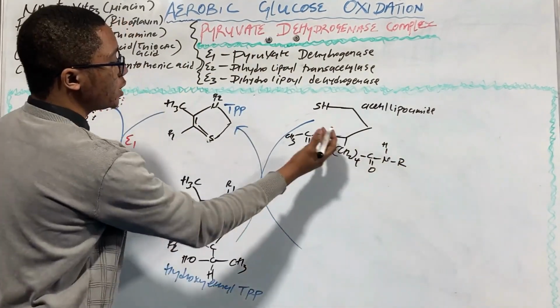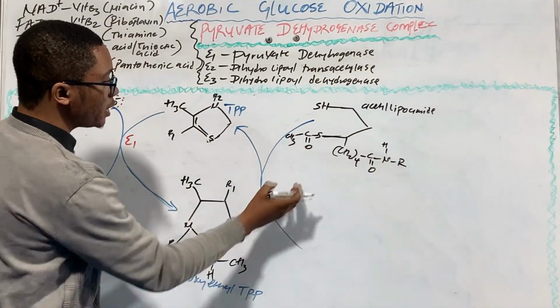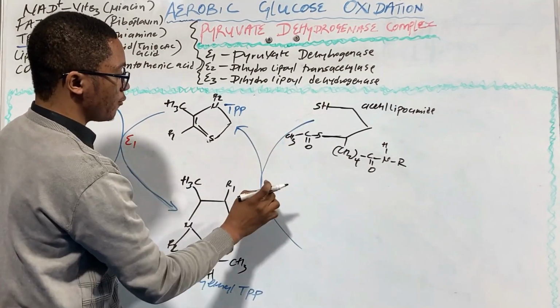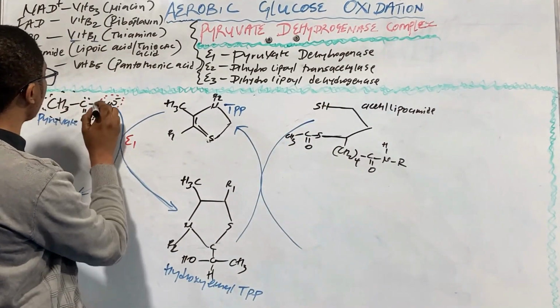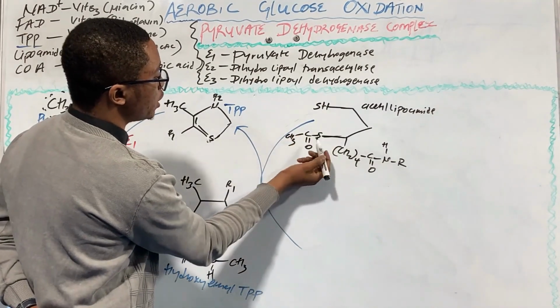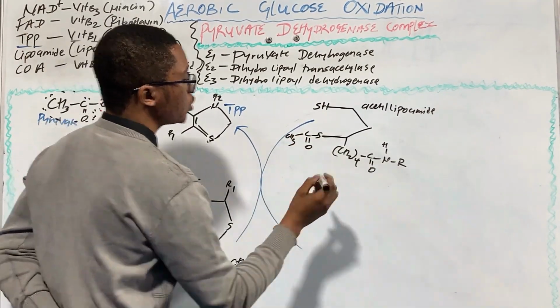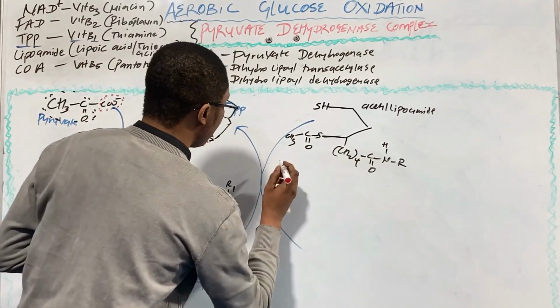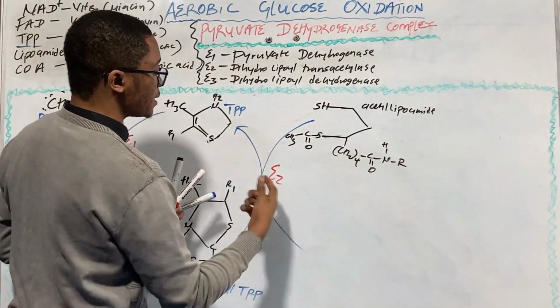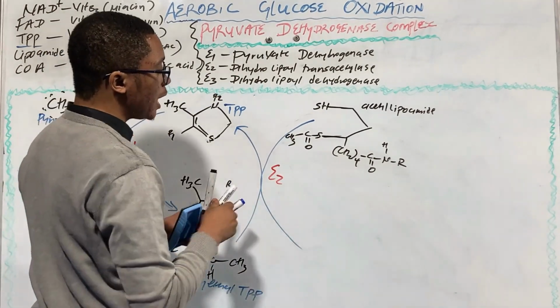All right, so this is what will happen here. Breaking the disulfide bond, a thiol group is formed, and this ethyl group is attached to this sulfur here. All right, so this is catalyzed by what? By enzyme 2. Sorry, by enzyme 2.